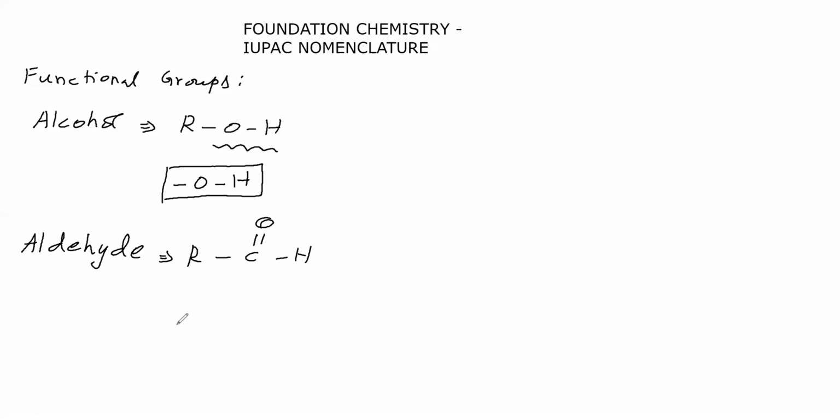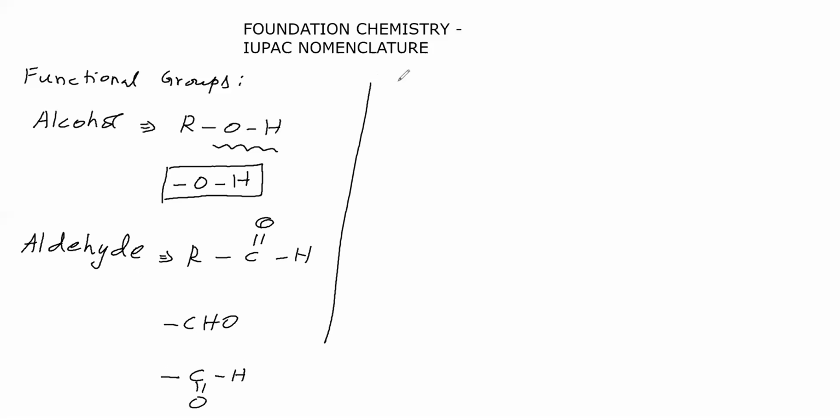But aldehyde means what is the group? CHO. This we can write as single bond C, double bond O, single bond H. Hydrogen will always make a single bond. Oxygen will make two bonds generally. Two bonds in the sense that may be a double bond. This is aldehyde we have to say.